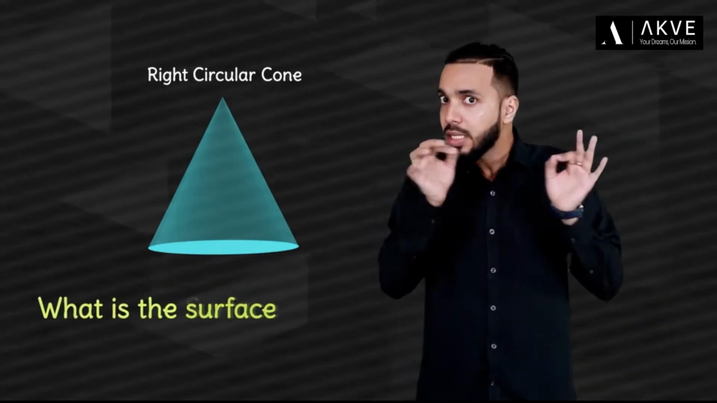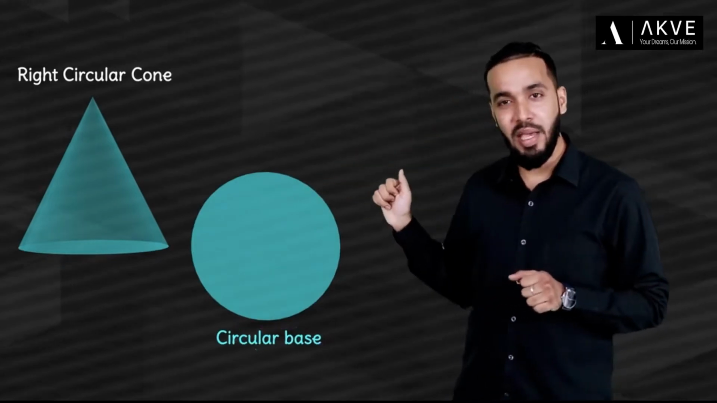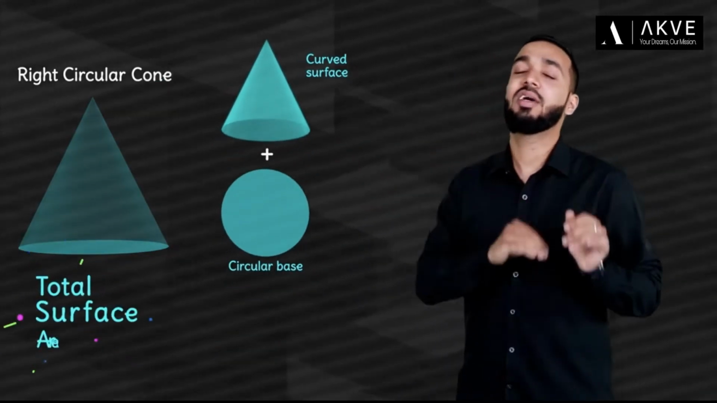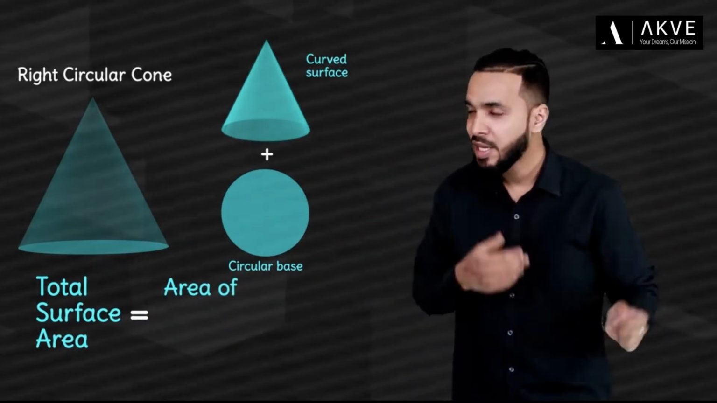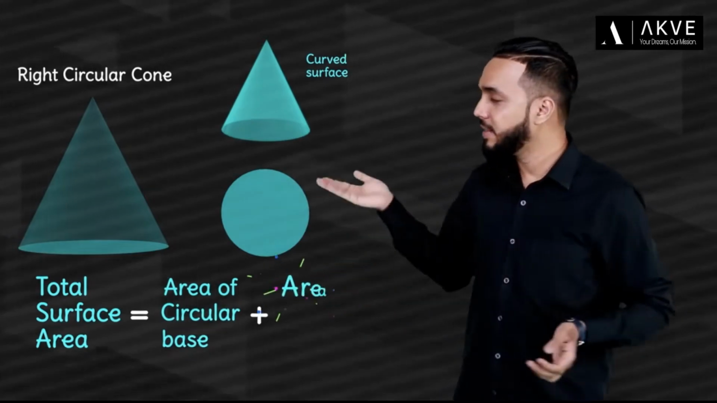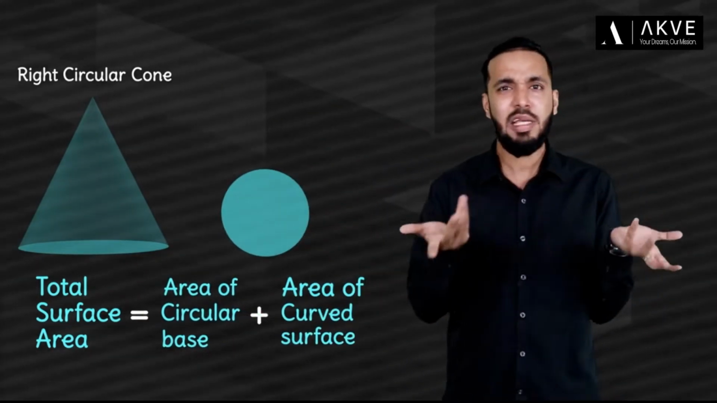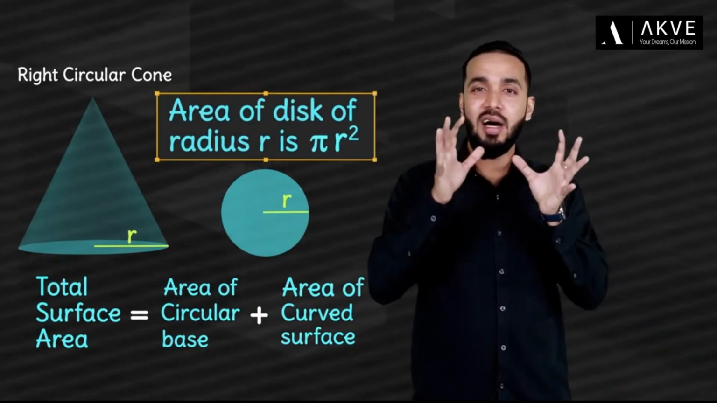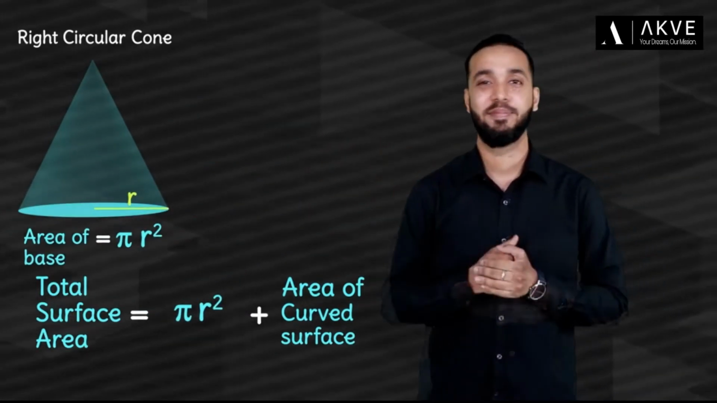Now, what is the surface of a right circular cone made of? This circular base and this curved surface, right? So, the total surface area of this right circular cone would just be the sum of the areas of this circular base and this curved surface. Now, finding the area of the circular base is a piece of cake. The radius is taken as r, so the area of the base would just be pi r squared.